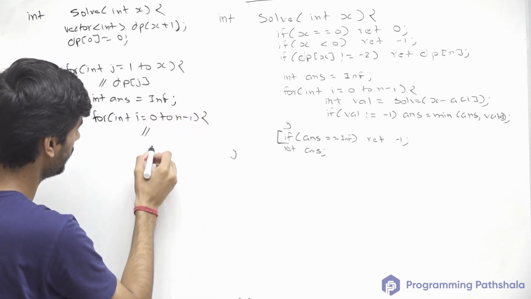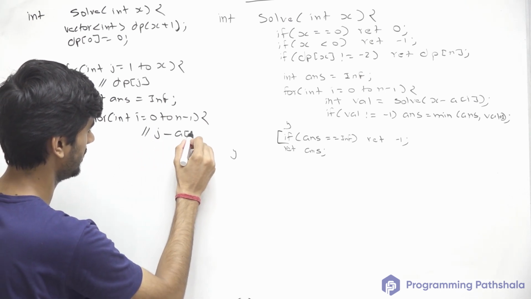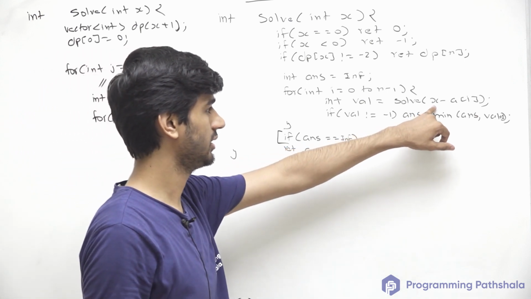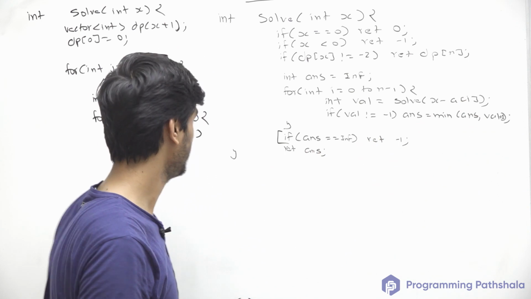Now we can start iterating from i equal to 0 till n-1, right? Now what we want is to find out the minimum number of coins that are required to get a sum of j minus a of i, just like here we wanted to know the minimum number of coins that are required to get a sum of x minus a of i, right?